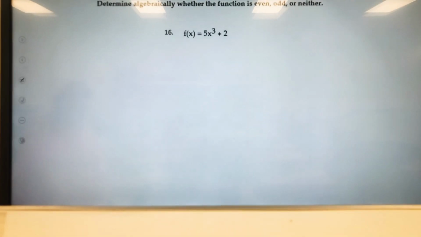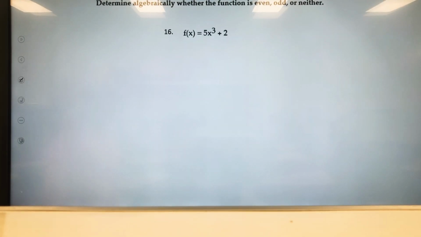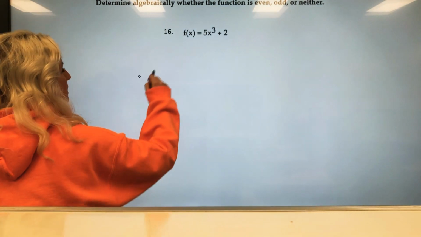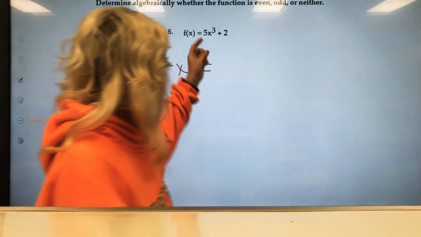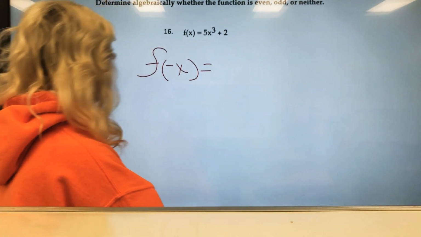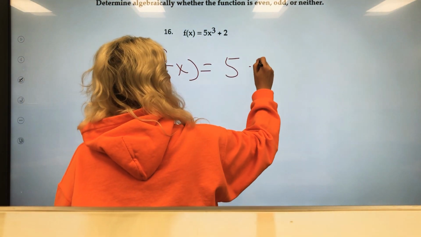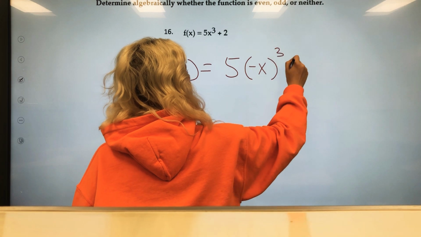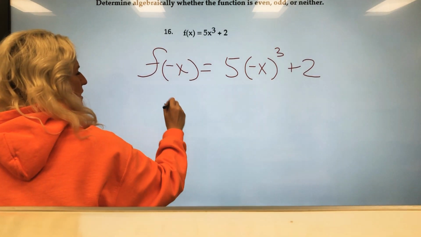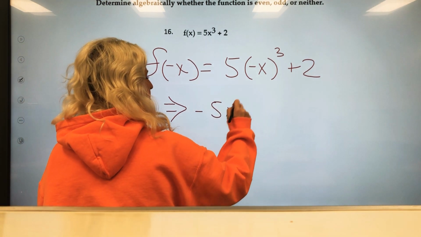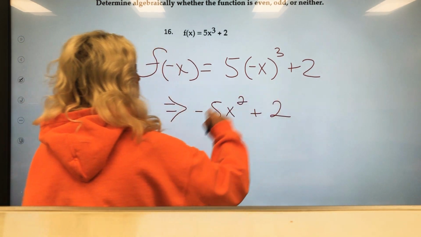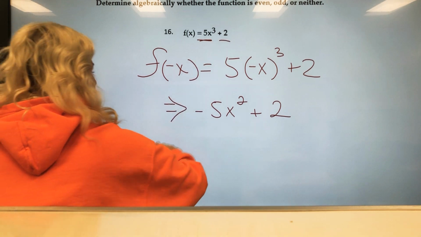What else we got? Determine algebraically whether the function is even, odd, or neither. So remember, you have to plug in f of -x and see what happens, right? If it's the same thing you started off with, it's even. If everything is opposite, that means both terms are the opposite sign, it's odd. And if it's neither, it's neither. So what do we got? 5 times -x cubed plus 2. What does that give me? This is going to be -5x cubed plus 2, which this is opposite, but this is not, so this is neither.